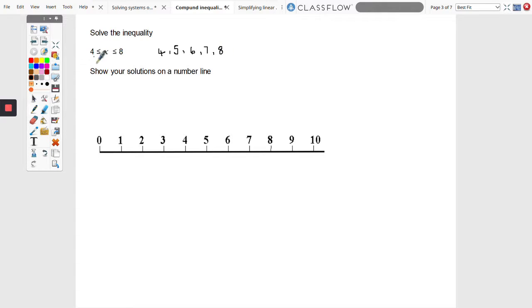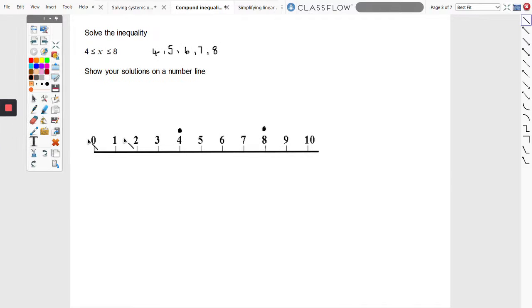And as you can see here, we've got less than or equal to or greater than or equal to signs. So I'm going to draw a solid circle at 4 to show that 4 is included in the inequality. And I'm also going to draw a solid circle at 8 to show that 8 is included in the inequality. And then I'm going to join those up with a straight line. So that now represents the inequality 4 is less than or equal to x is less than or equal to 8 on a number line.